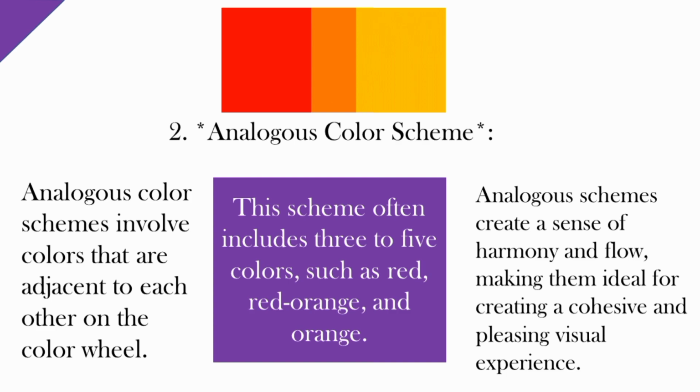2. Analogous color scheme. Analogous color schemes involve colors that are adjacent to each other on the color wheel. This scheme often includes 3 to 5 colors, such as red, red-orange, and orange. Analogous schemes create a sense of harmony and flow, making them ideal for creating a cohesive and pleasing visual experience.